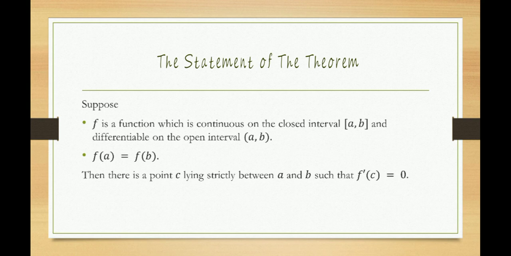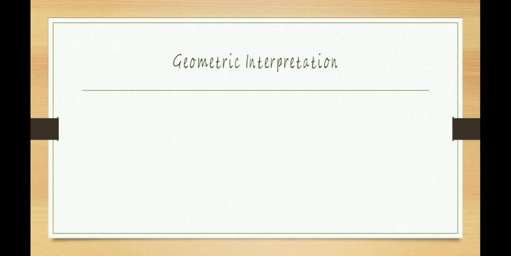That means suppose f is a function, it should be continuous on the closed interval [a, b], it should be differentiable on the open interval (a, b), and the third important condition is f(a) is equal to f(b). Then there is a point c that lies between a and b such that f'(c) is equal to 0. So these are the three conditions of Rolle's theorem.